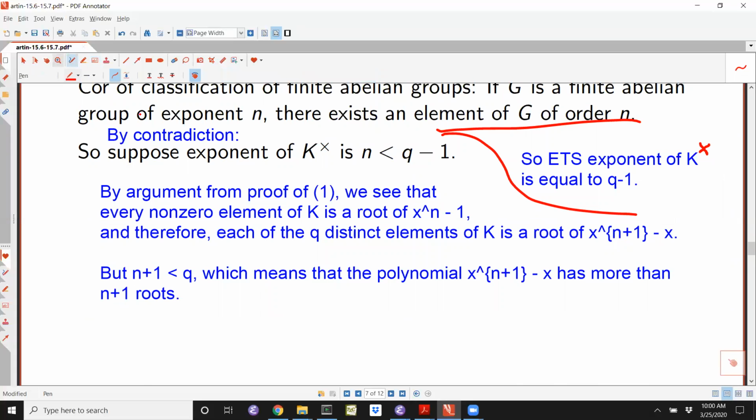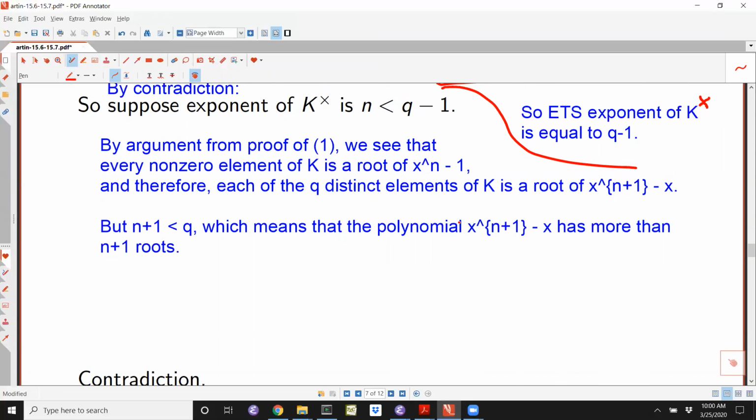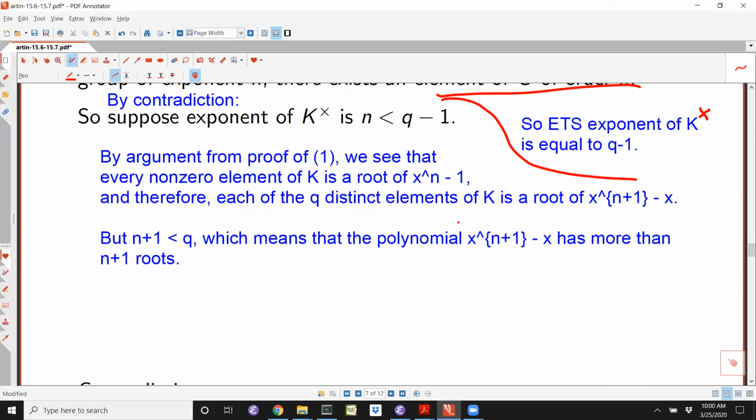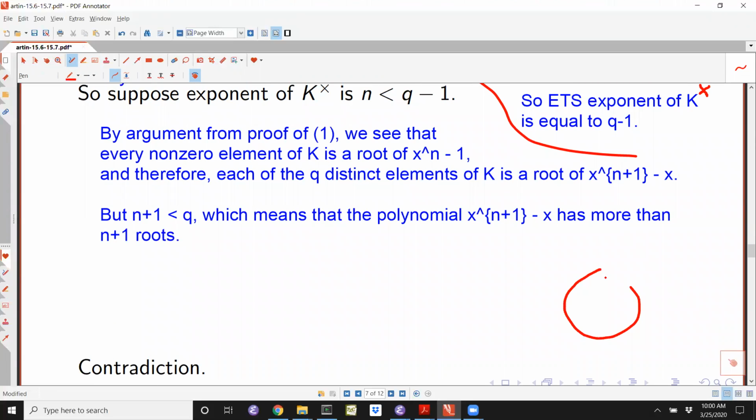I love that proof. I mean, most of it is from Artin, but I put my own little spin on it. Yay!